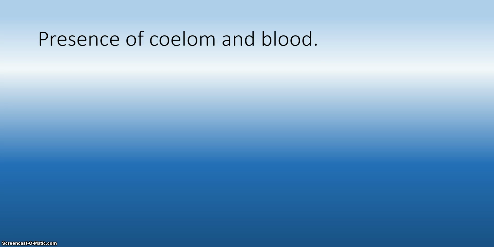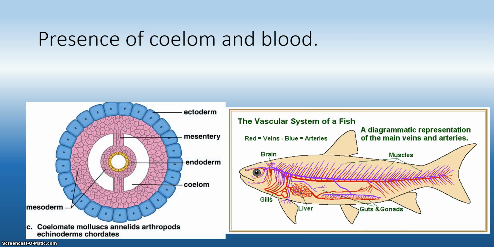The presence of coelom and blood. Yes, fish do have coelom. Coelom is a fluid-filled cavity within the mesoderm. It is not the gut. Having a coelom gives the animal certain advantages. It enables independent movement of the gut wall and the body wall. It provides space for the enlargement and development of internal organs. It may act as a circulatory medium for transport of materials or storage area of excess or waste materials.